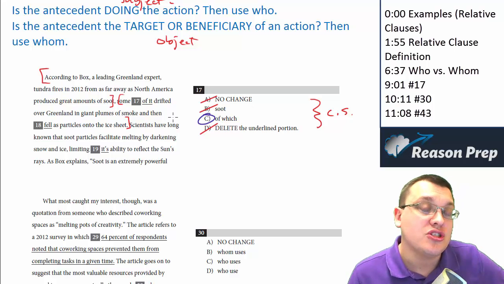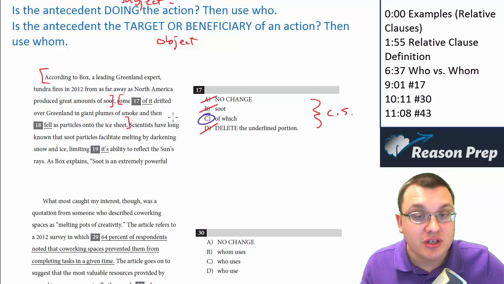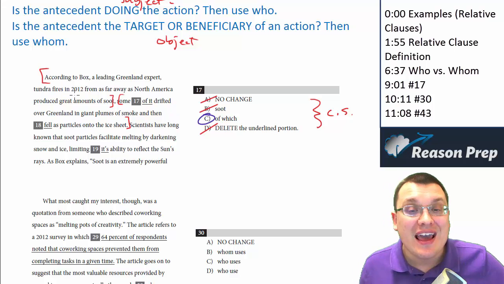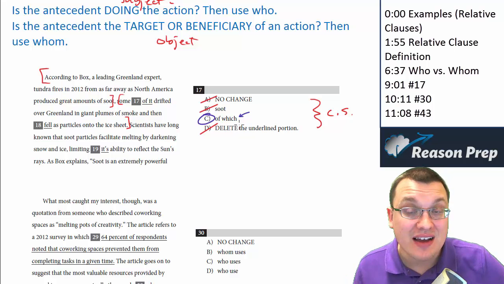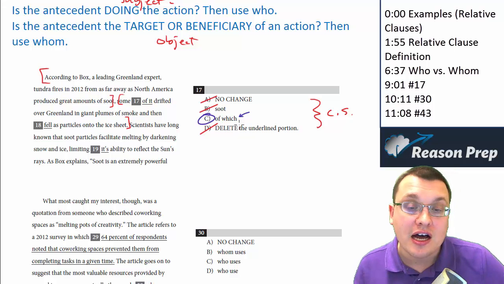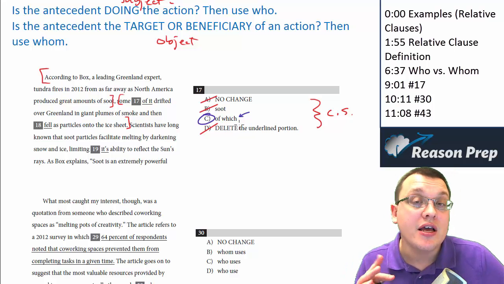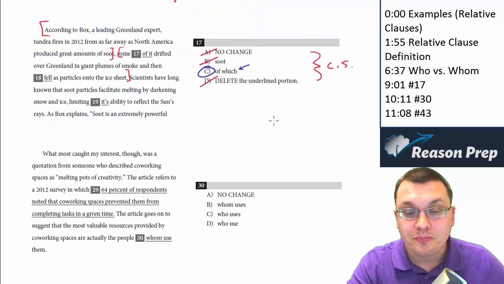And notice this is that structure we talked about before. Some of which, referring to the soot, drifted over Greenland. And we can connect it with just a comma because this is not a complete sentence. It's not an independent clause. So you can attach phrases and incomplete clauses like that to a sentence with only a comma. So the punctuation is fine. The use of the relative pronoun is fine. We would go with choice C.